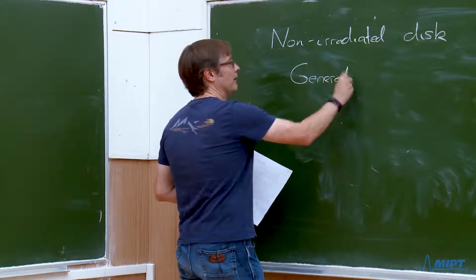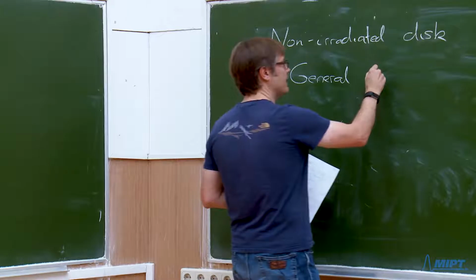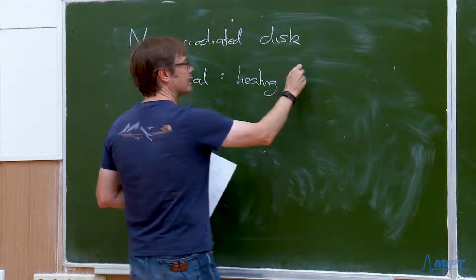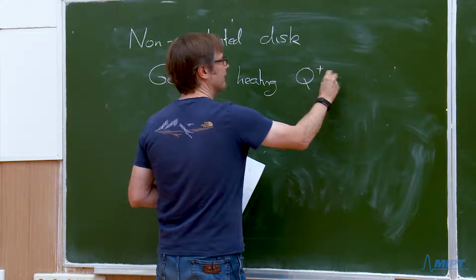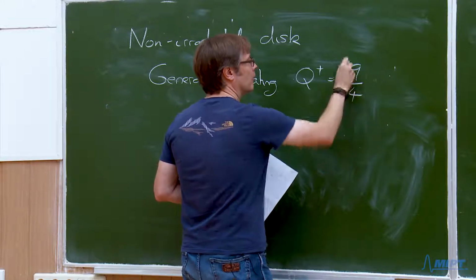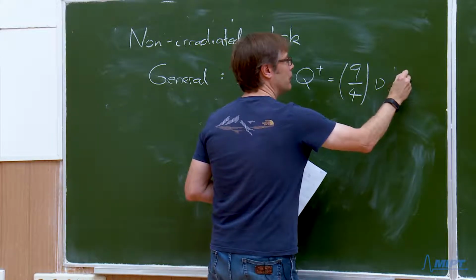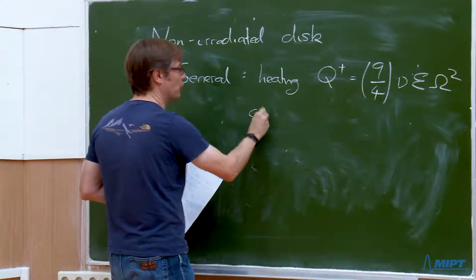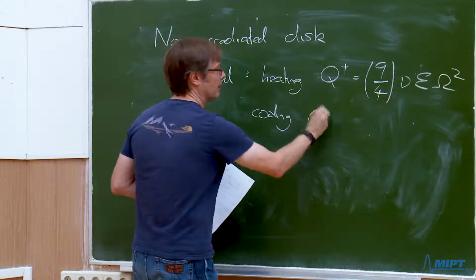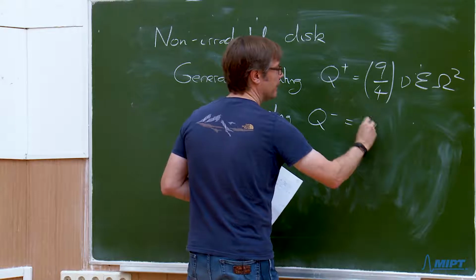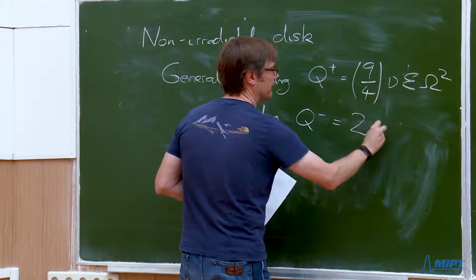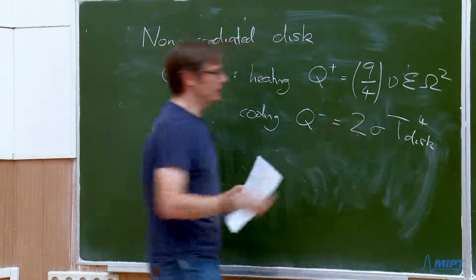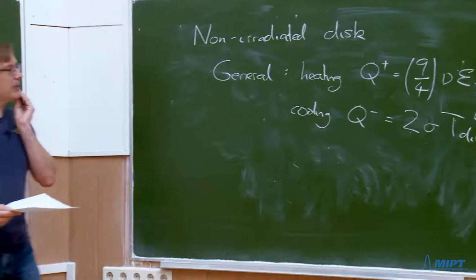in a general viscous disk, you have a heating term which I'm going to write as Q plus, which is 9/4 nu sigma omega squared. And then you have a cooling term, which would be 2 sigma T disk to the 4th. Okay. So I've made some assumptions here, which I'm not going to try to justify in too much detail.